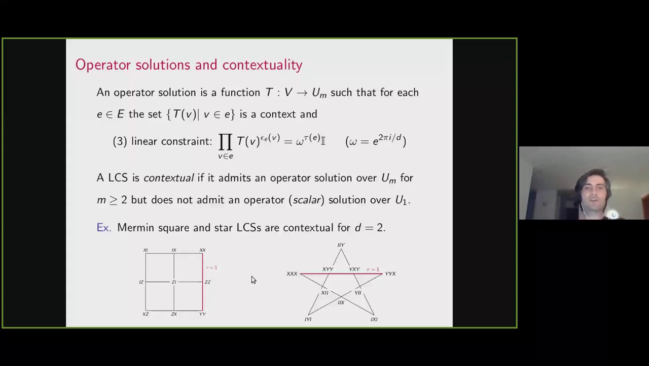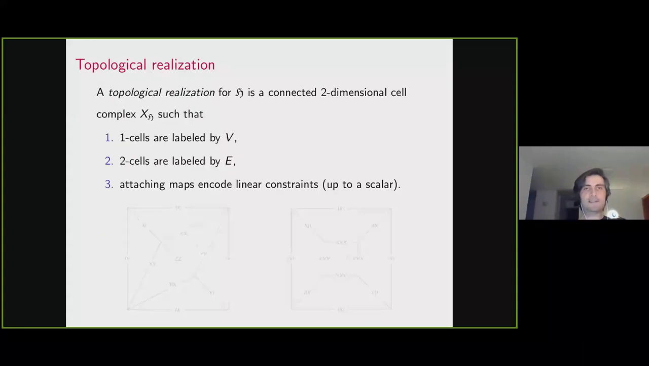So the first step is to reinterpret these hypergraphs as a topological space. One can define a topological realization for a hypergraph, which is a connected two-dimensional cell complex, whose one-cells are labeled by the vertices of the hypergraph, and the two-cells are labeled by the edges of the hypergraph. And the attaching maps of this cell complex are going to encode the linear constraints, but up to a scalar. This up-to-a-scalar part is going to be defined more explicitly when I talk about the classifying space for contextuality. It is going to amount to taking a quotient with respect to the scalars.